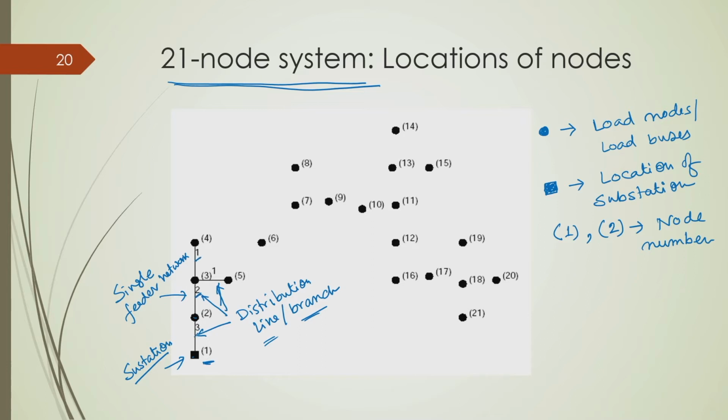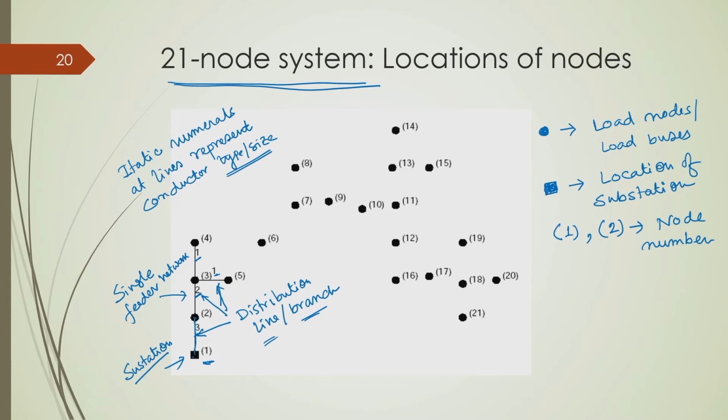Okay. So, between these two nodes we have one line each, and in every line there is an italic numeral. You can see 1, 2, 3, 1. These italic numerals at lines represent conductor size or conductor type. I will show you a conductor table where there are a set of conductors which are differentiated with conductor type 1, type 2, type 3, type 4 or size 1, size 2, size 3, size 4 and so on.